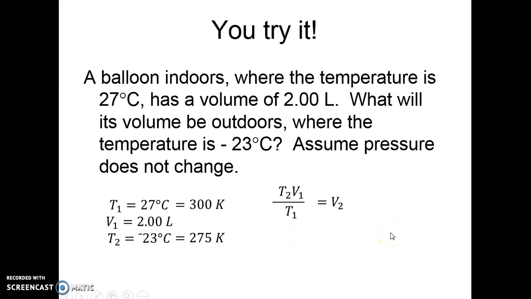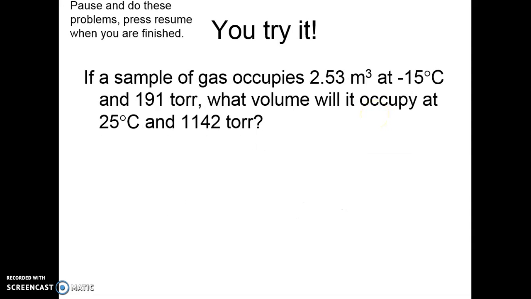Okay, so now I plug in my variables. T2 is 275, V1 is 2 liters, and T1 is 300 Kelvin. I multiply through, and we get 1.8 liters. Go ahead and try this one.